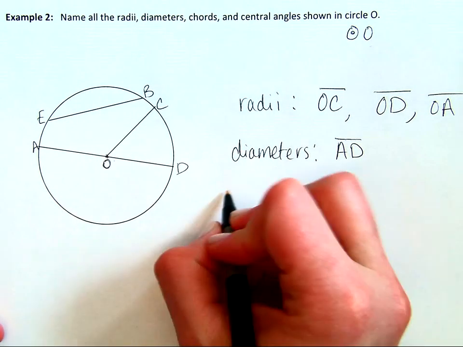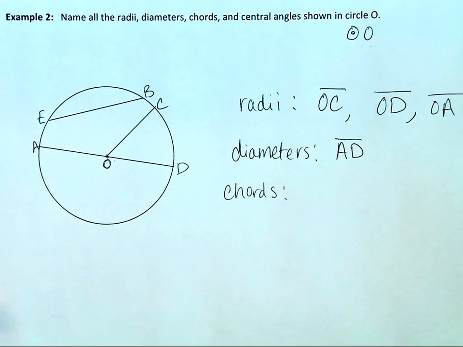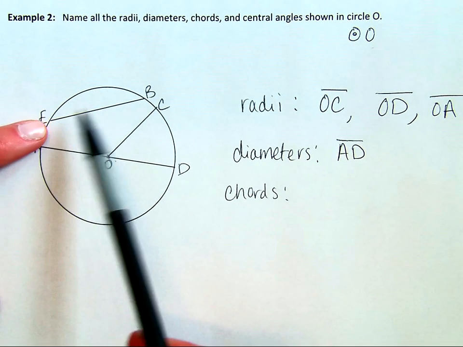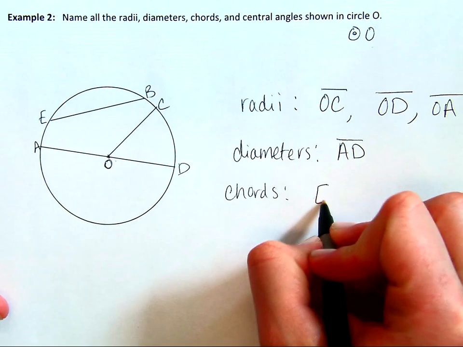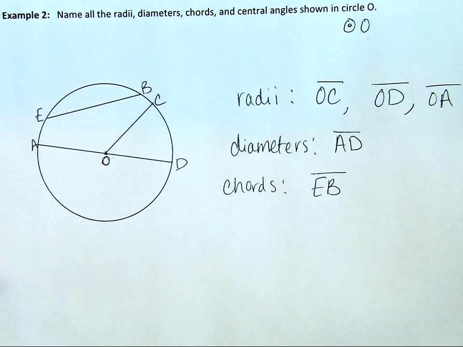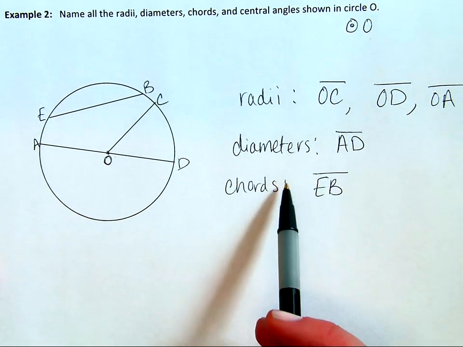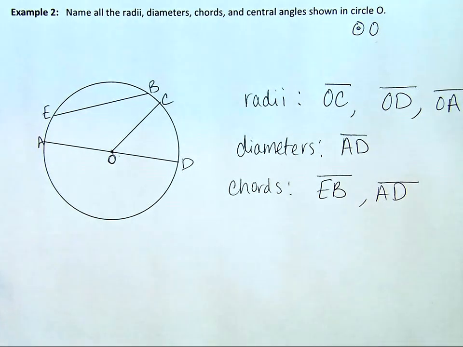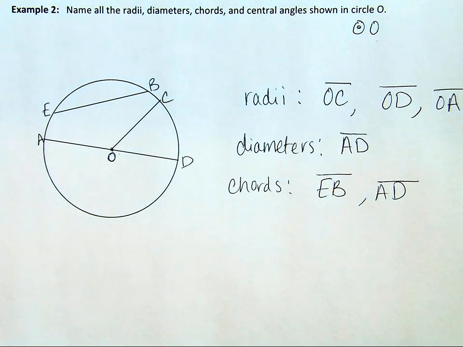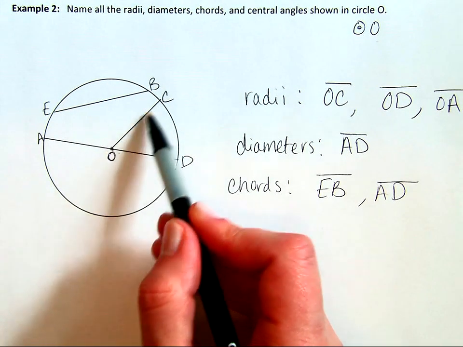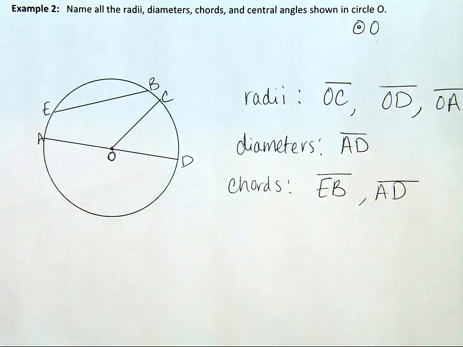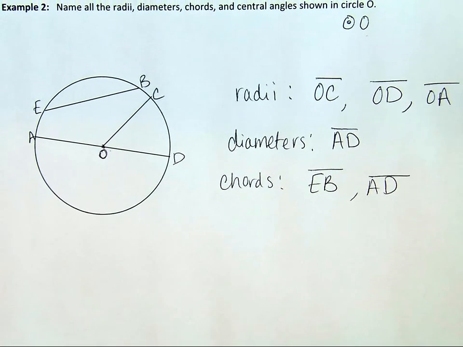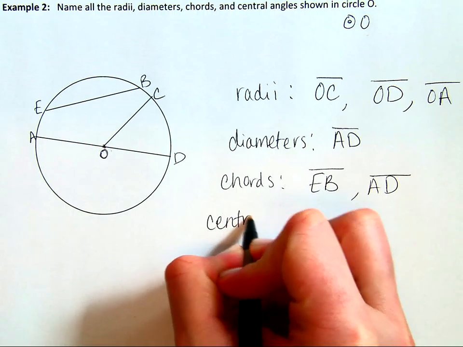Okay, now I need chords. So chords go from one edge, or they touch two edges of the circle. So I've got one right here. Touches two edges of the circle. So I'll say that is EB. This is somewhat of a trick question because the diameter is also a chord. It's a specific kind of chord, but AD also qualifies as a chord. So I'll say AD as well. And that's going to be it because this is my center. That's not an edge of a circle, so I can't say like OC or OD. Those are my chords.